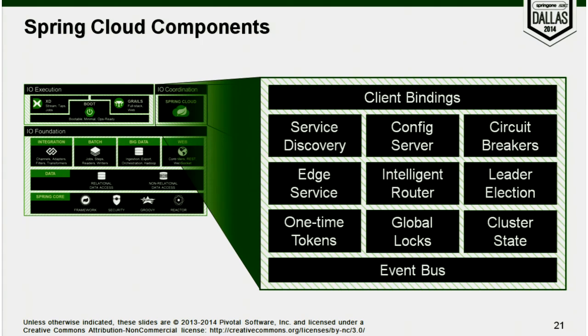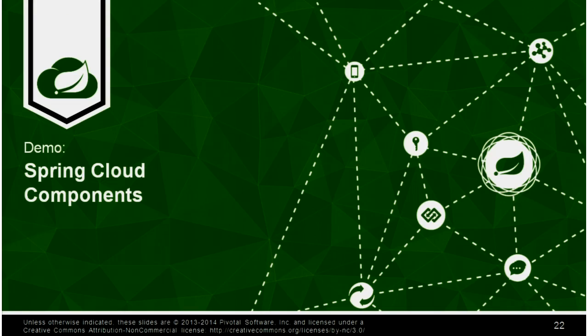Probably don't need to talk about all of these things in any detail, but just look at the bottom, right? Global locks, cluster state, one-time tokens, leader election. Those are all things that Mark's been talking about. So we're going to have a great time collaborating with the XD team as soon as they've got their head out of 1.0, basically. And so we're hoping that that end of the diagram is going to be filled in by work that we've basically already done in Spring XD. The rest of it is basically what I'm going to demo now.